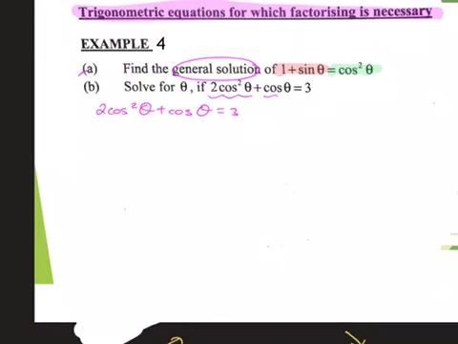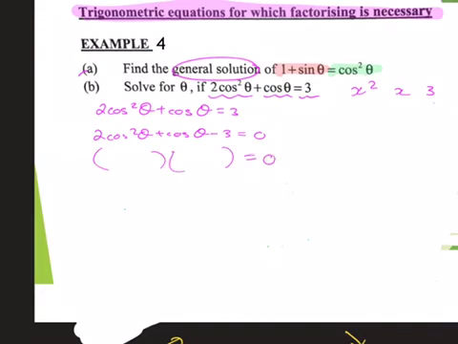you've got a cos squared, you've got a cos and a number. Right? It's like saying x squared, x, and a number. It's a trinomial. So we're going to bring the 3 across. And then we're going to factorize. You have factorized in the identities, but just in case you are not able to, you could also say this is 2x squared plus an x minus a 3. And then factorize it into a 2x and an x.